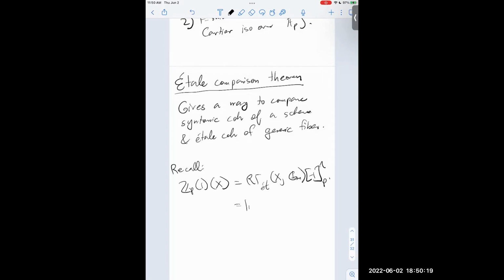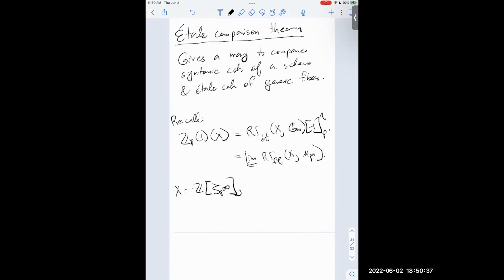So this is equivalently the inverse limit of the flat cohomology of mu_{p^n}. So if your X is Z_p adjoin zeta_{p^∞}, where you have a canonical system of p-power roots, you obtain a class epsilon in H^0 of Z_p(1) of Z_p adjoin zeta_{p^∞}, by choosing this compatible system of p-power roots of unity.